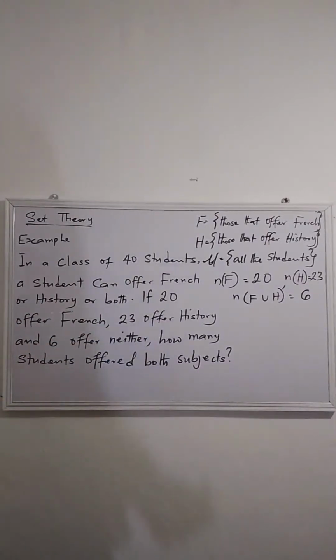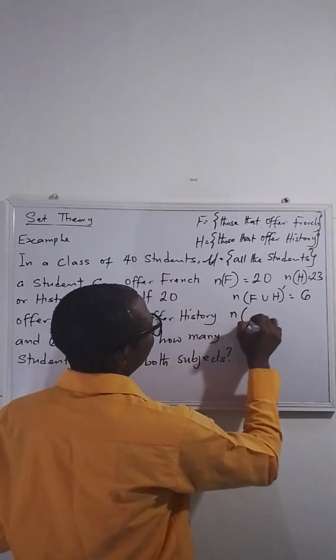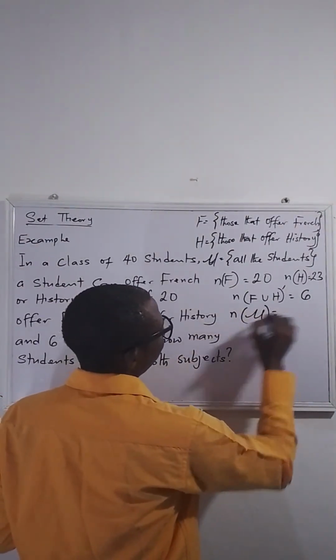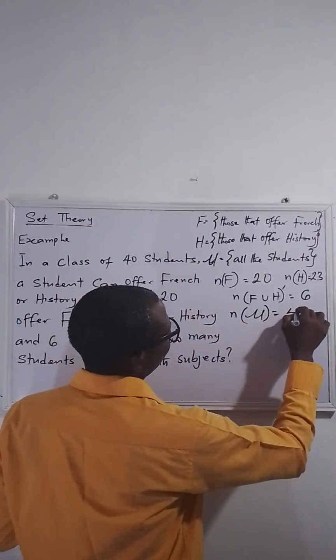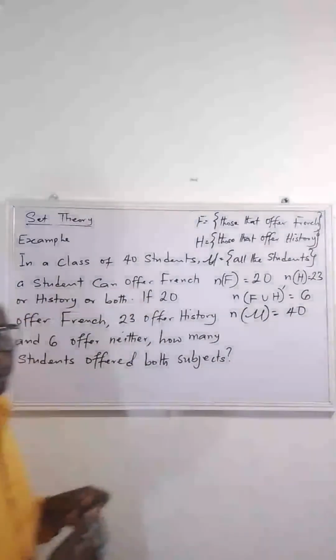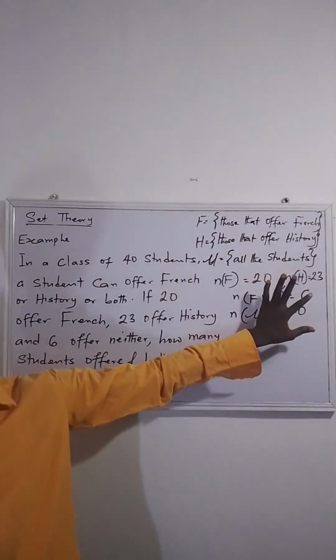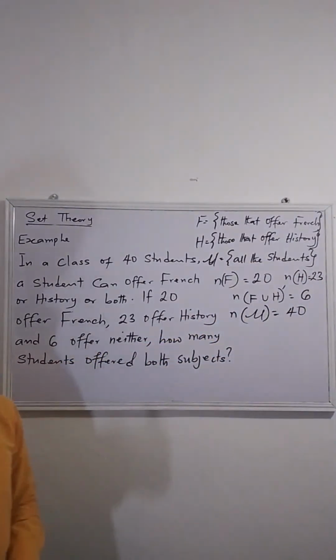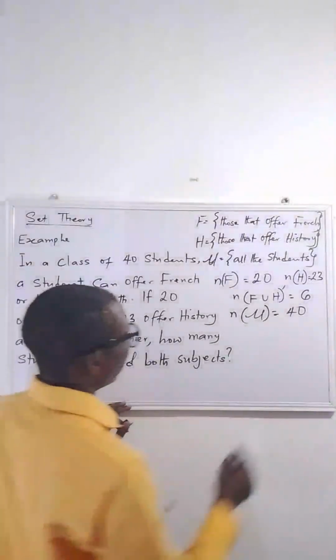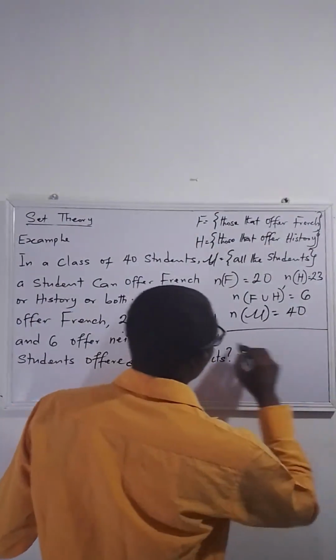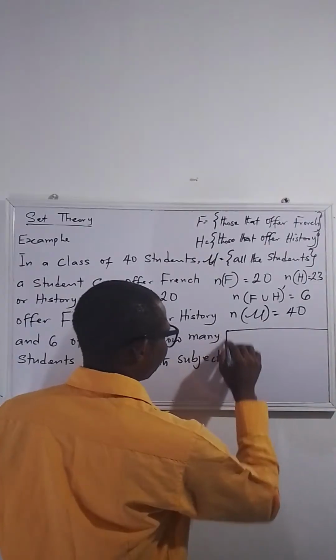Good. So now, the total number of the students in the class, let's write that one. Number of total students, that will be 40. Okay, so now this information will be displayed on a Venn diagram. So now let us see how we do that.